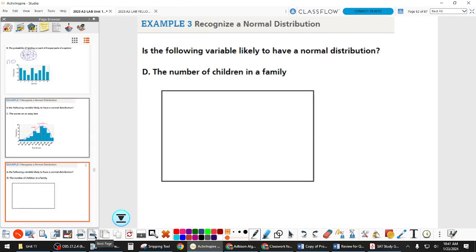Good. Number of children in a family. Is that normal or skewed? Mia, are you with me on this? Number of children, we don't know necessarily worldwide, but it's probably similar to America. What do you think? I'm going to ask you. Normal or skewed? Normal. Noah?